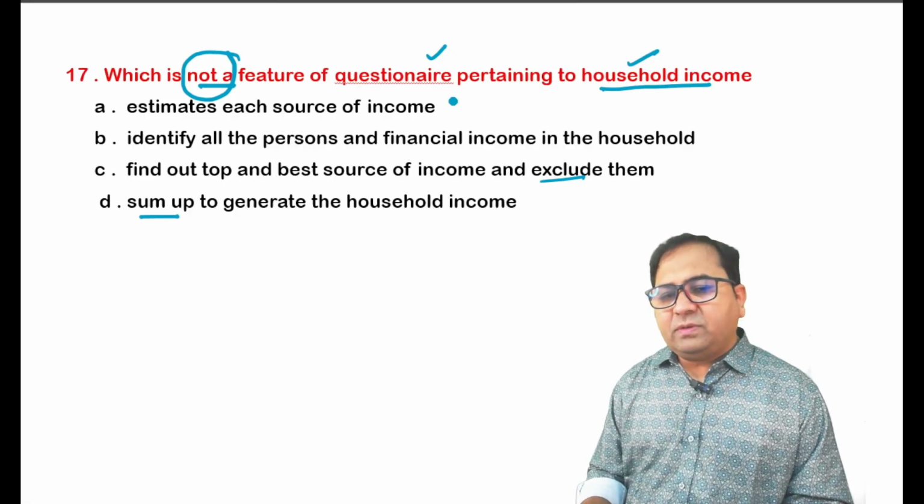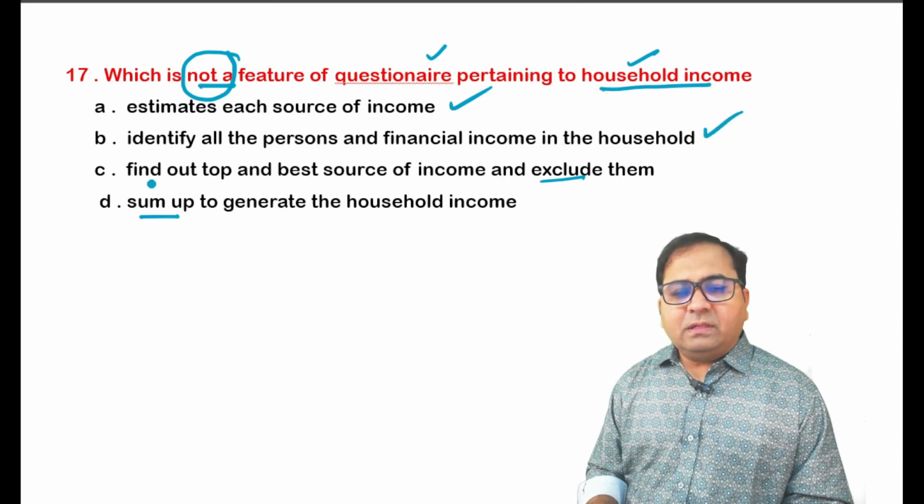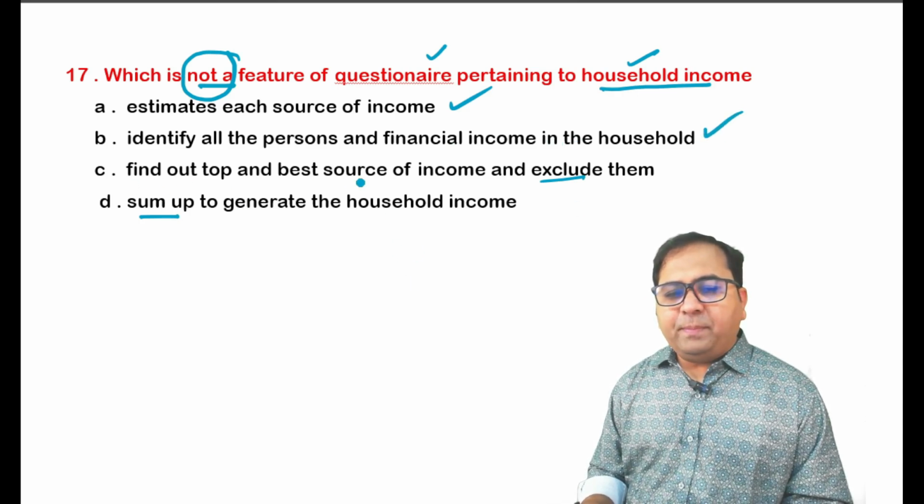It estimates each source of income. Yes, this is a correct statement. It identifies all the persons and financial income in the household. Yes, even this is a correct statement. Then C, it finds out the top and best source of income and exclude them. No, this is not a correct statement. And D, to sum up to generate the household income. Yes, even this is a correct statement.